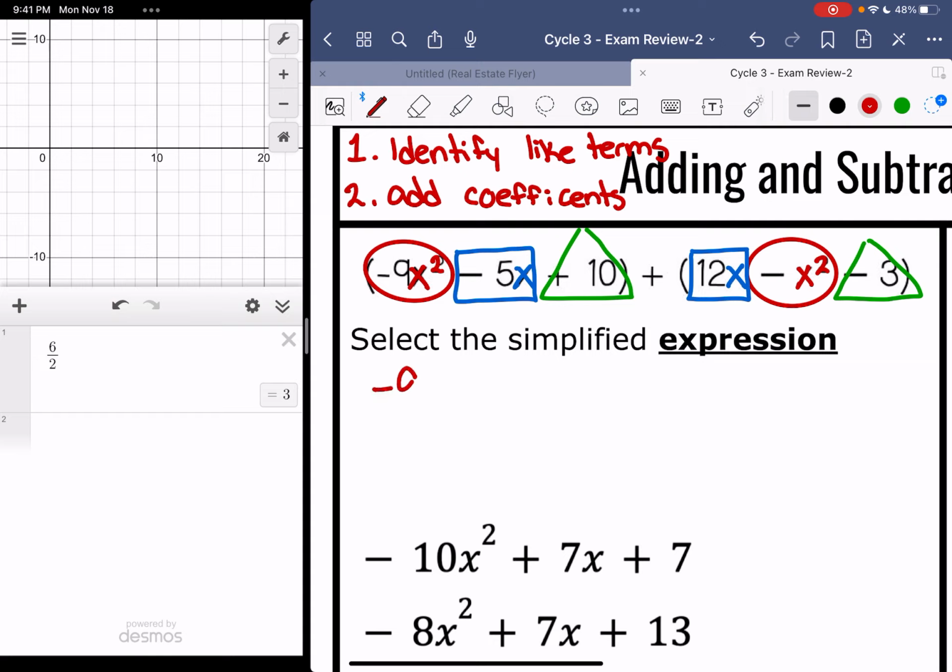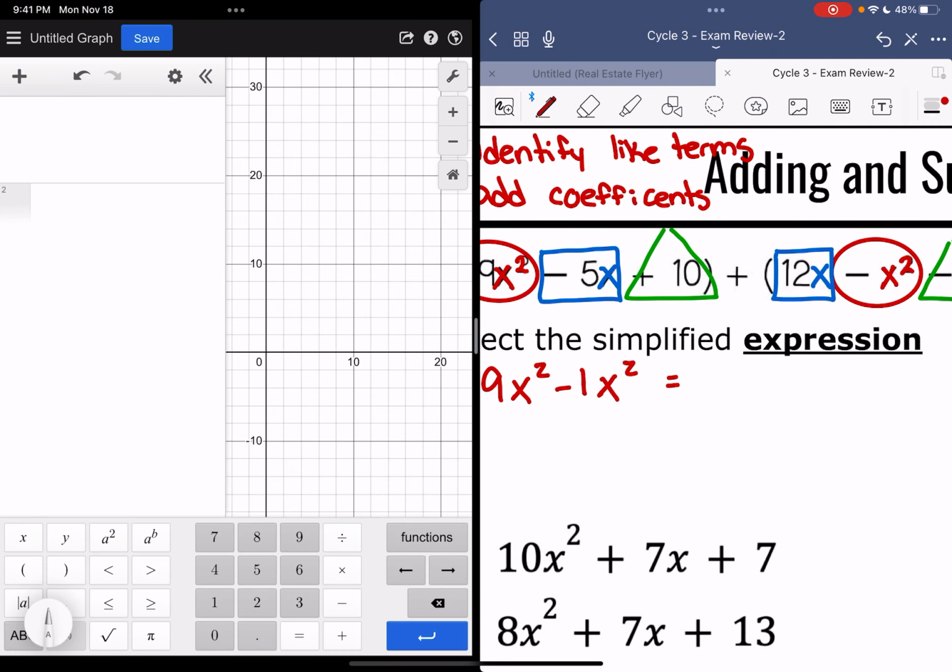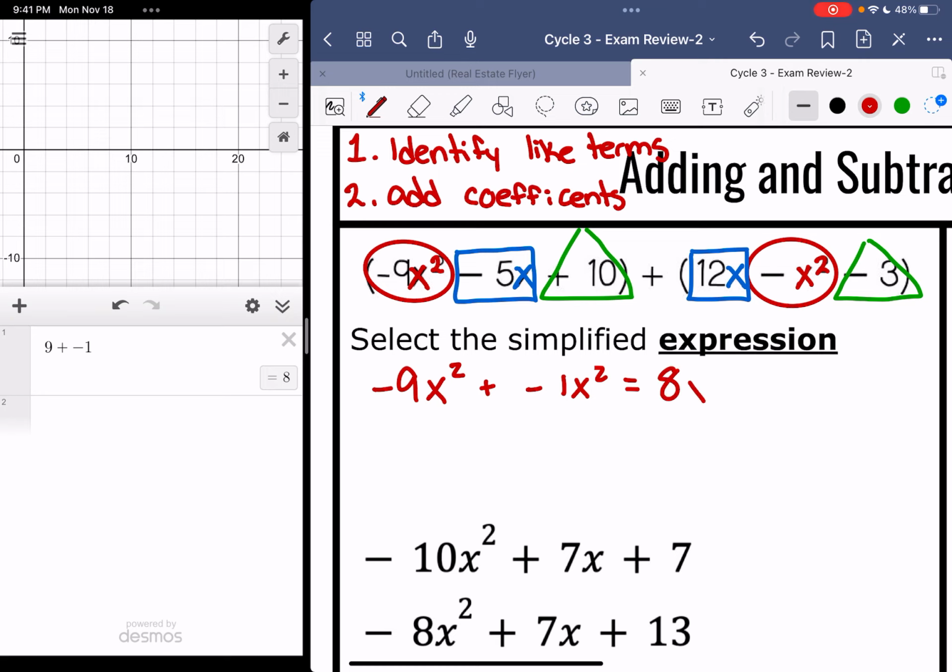So for my first set, I have negative 9x squared minus x squared equals. That is negative 9 minus 1. Let me write it the way I did in class. That would be negative 9x squared plus negative 1x squared. It's going to leave me with negative 9 plus a negative 1, which will give me negative 10. 10x squared.